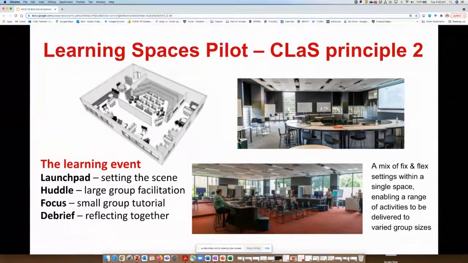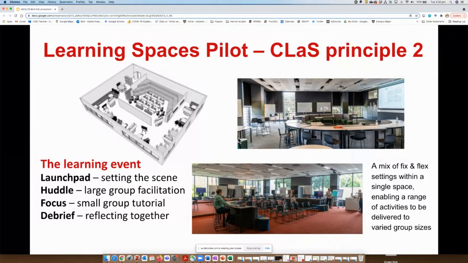So principle 2 is active and connected learning, and we've been trying to think about, you know, these are 2 pictures from 2 rooms that we piloted where we got new furniture, and we had to rethink how students interact, because again, thinking about this connection. And so we wanted to give, within one space, different types of opportunities to learn.